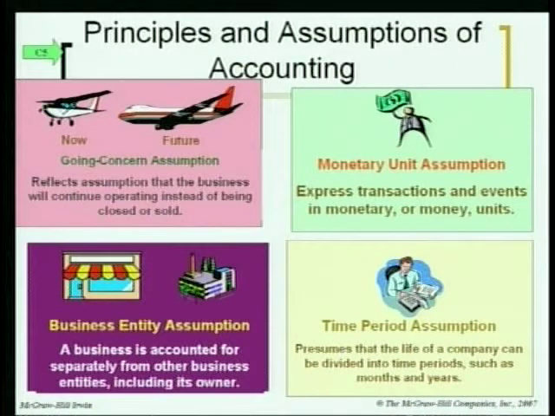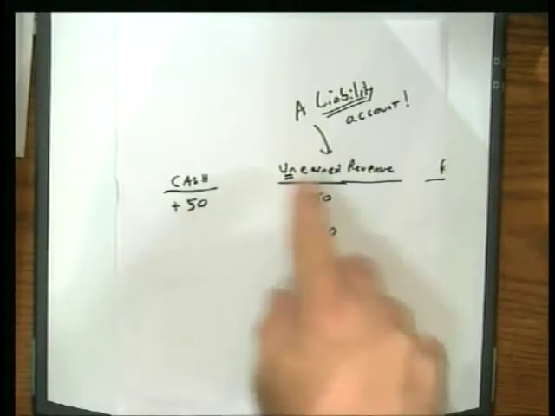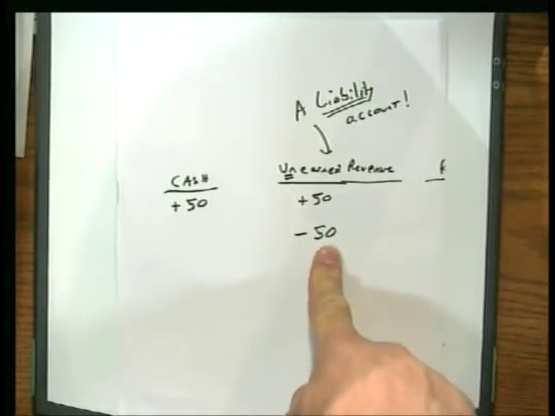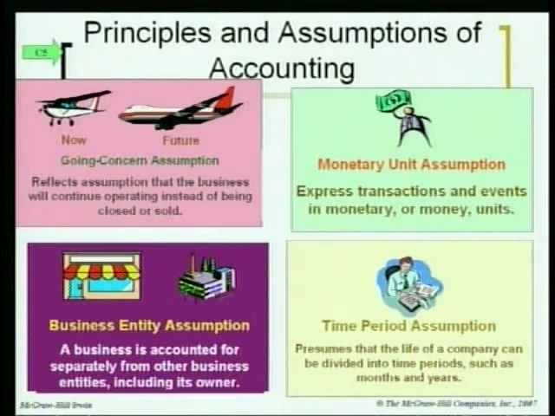The monetary unit assumption. That simply means that we express transactions and events in monetary or money units, okay? And when we were doing this example up on the Elmo, switching real quick back to it, we were talking about $50, $50, $50, right? We record things in monetary units, okay? Now, that doesn't always have to be the dollar. If we're in Japan, it'll be the yen. If we're in Holland, it'll be the euro. But it's in some sort of monetary unit, okay?